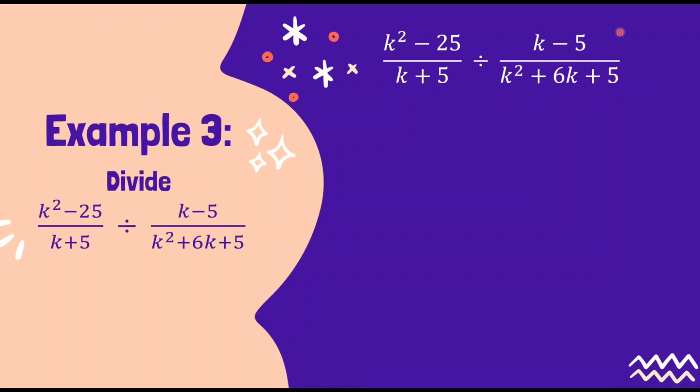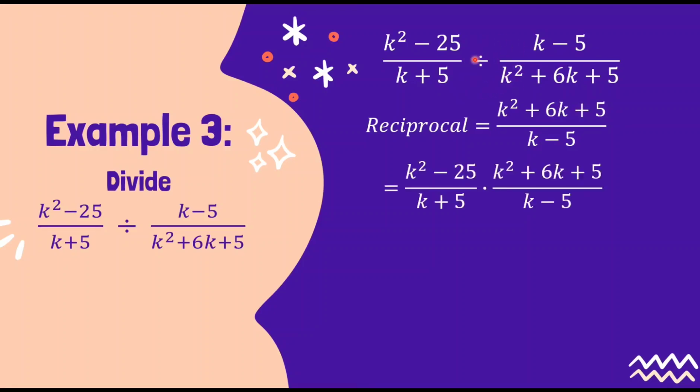So the first step is to take the reciprocal of our divisor. So just like what we did on our last example, we need to have the reciprocal of this. So the reciprocal is k squared plus 6k plus 5 over k minus 5. So our numerator becomes our denominator and our denominator becomes our numerator. And then let us change the operation. So from division, it becomes multiplication. So it becomes k squared minus 25 over k plus 5 times k squared plus 6k plus 5 over k minus 5.